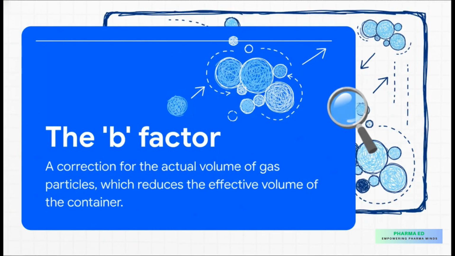Then you've got the B factor. This one's even simpler. It's all about size. Molecules aren't invisible dots, you know? They're real things that take up real space. So the B term just subtracts the volume of the molecules themselves from the total volume of the container. That gives you the actual space they have left to zip around in.